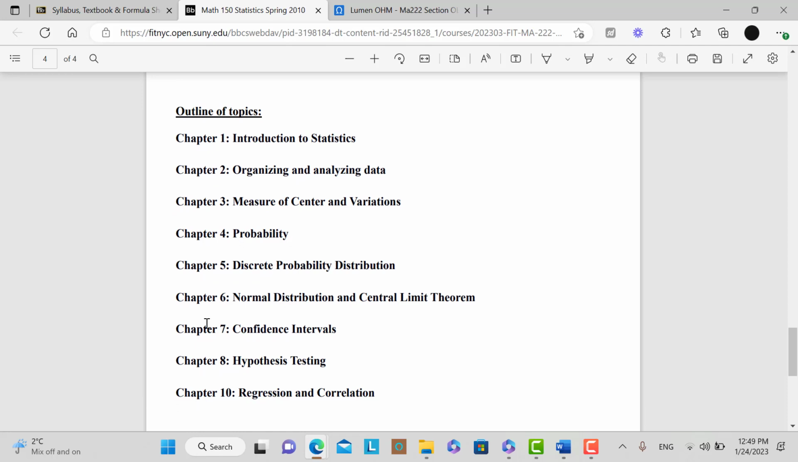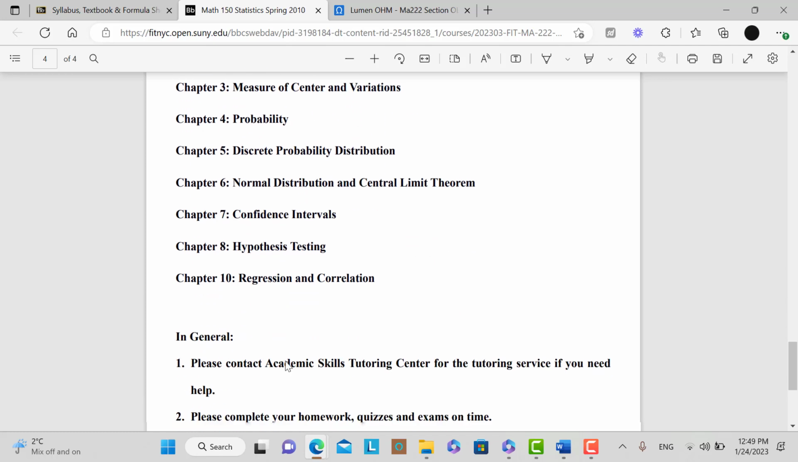We cover 9 chapters. Introduction to stats, that's chapter 1. Chapter 2, organizing and analyzing data. Chapter 3, measure of the center and variations. Chapter 4 is probability. Chapter 5, discrete probability distribution. Chapter 6 is normal distribution and central limit theorem. Chapter 7 is confidence intervals. Chapter 8, hypothesis testing. Chapter 10, regression and correlation.